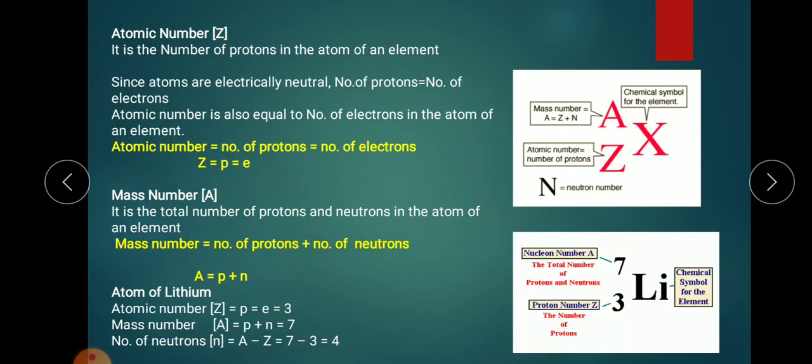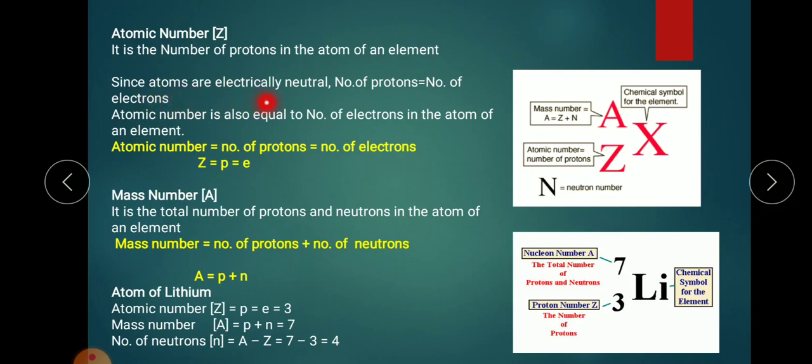Now today you are going to study a very important term, atomic number and mass number. So we'll try to understand these terms. What do atomic number and mass number of an element mean? Atomic number is the number of protons in the atom of an element. So whatever number of protons is present, that will be its atomic number.